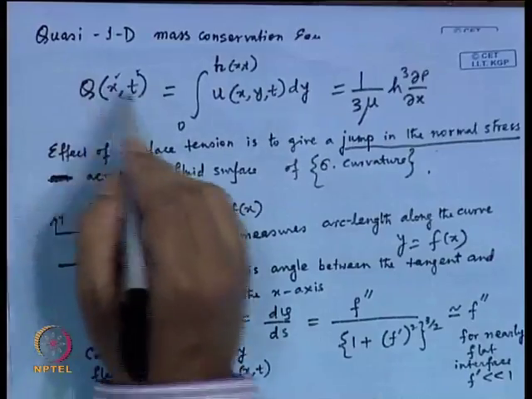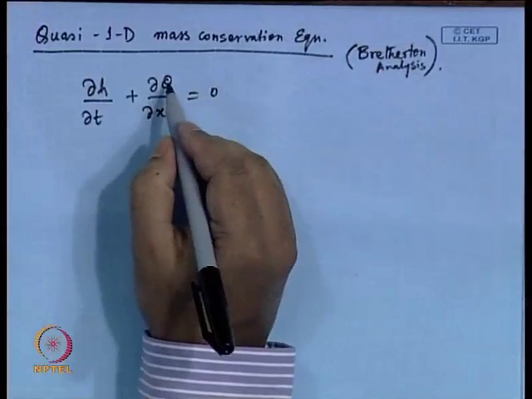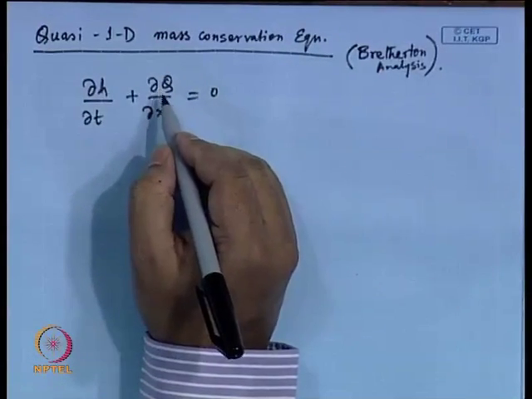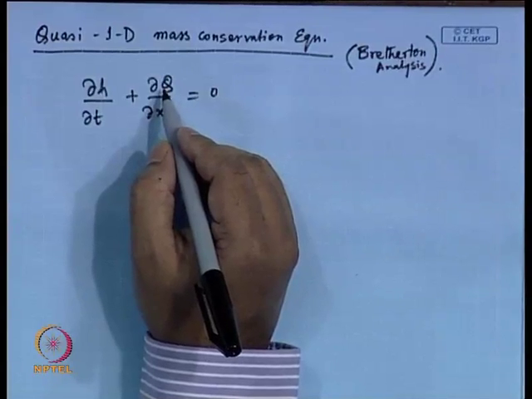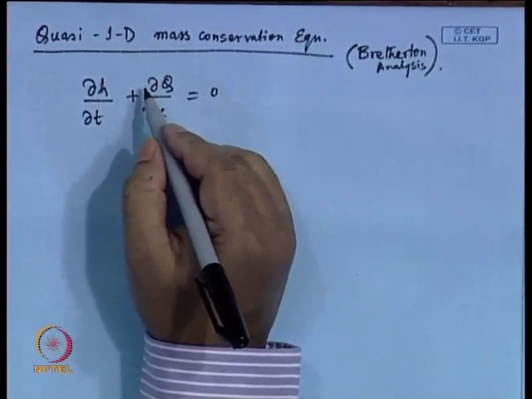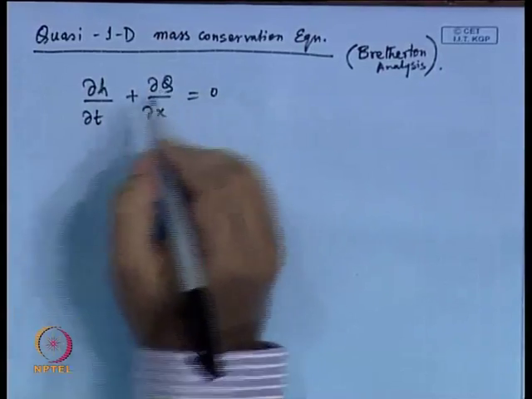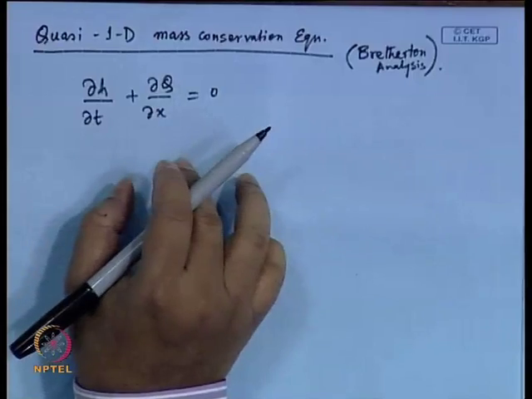So, this is what is Q. Q is also a function of X and T. And since that is how it is done, Q will not have the unit of meter cube per second, rather it will have meter square per second, and then when you divide it by meter, it would be meter per second, and here also del H by del T. So, these are unit wise consistent.